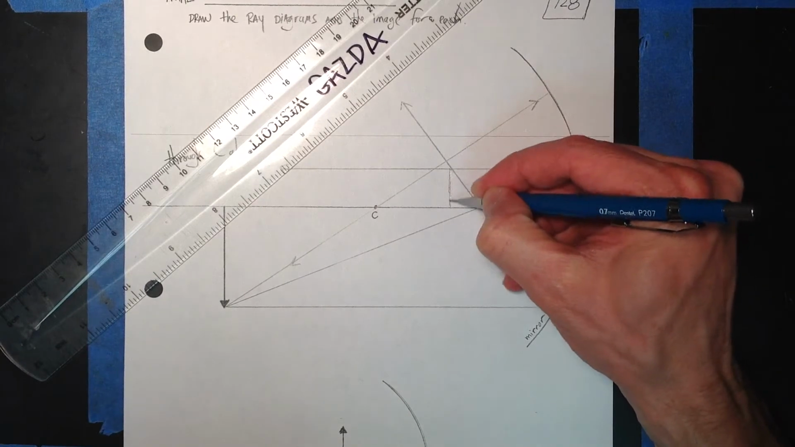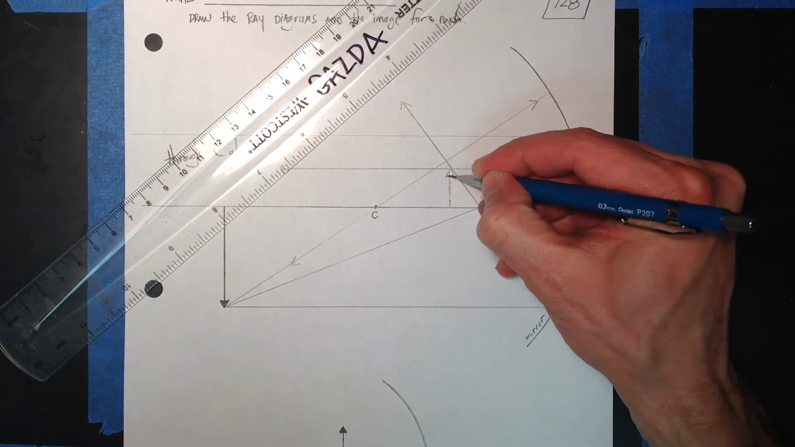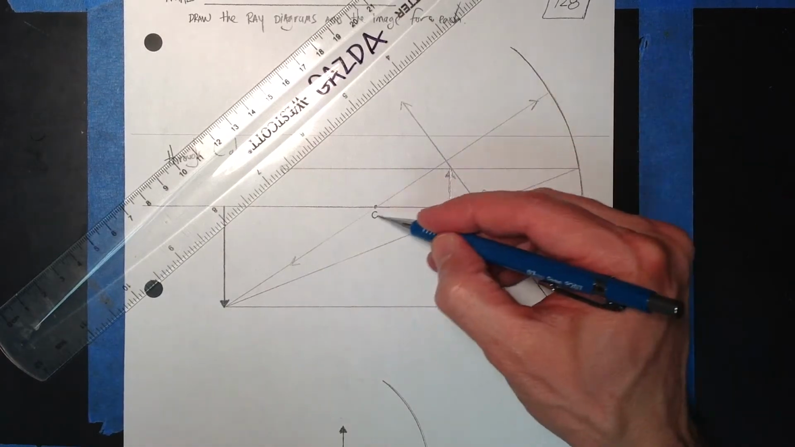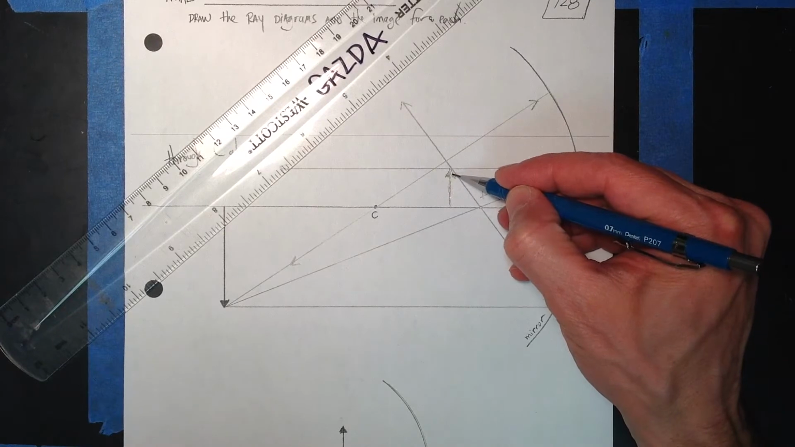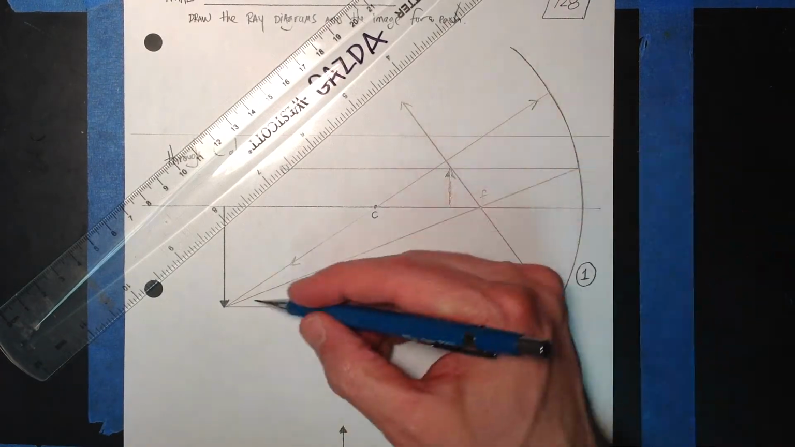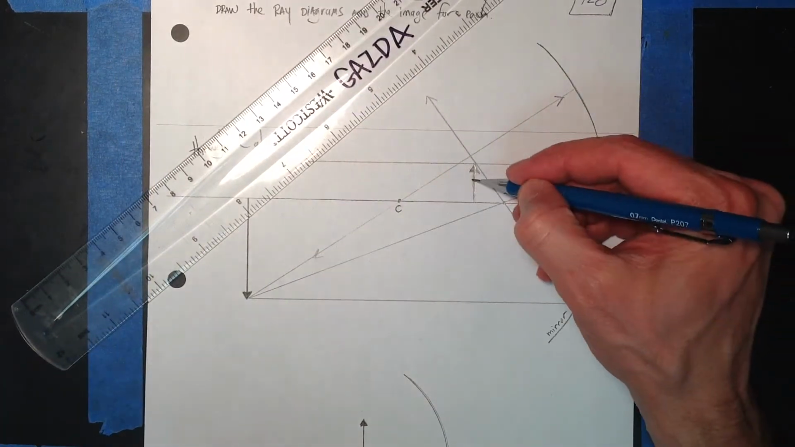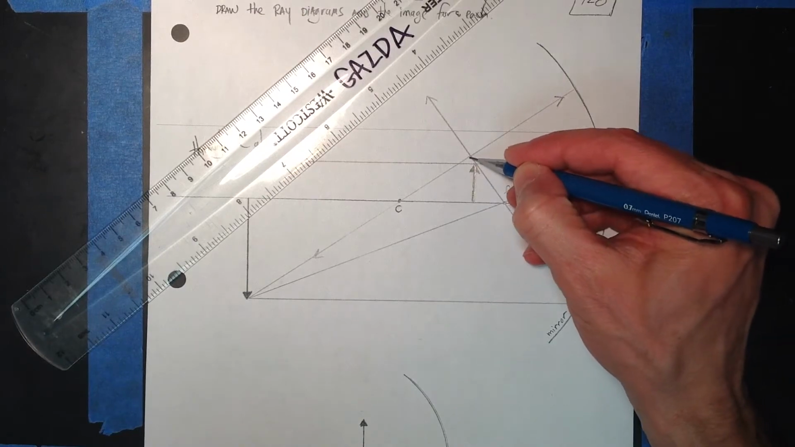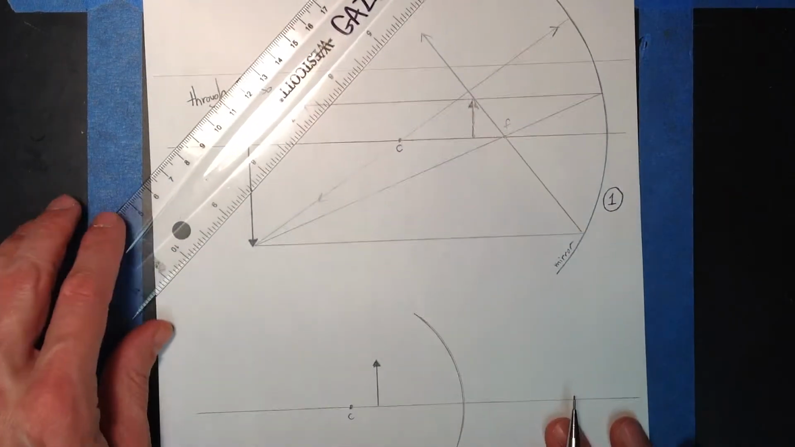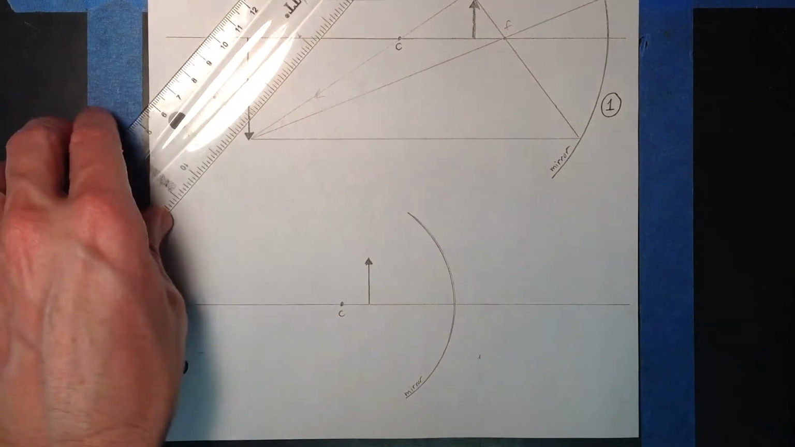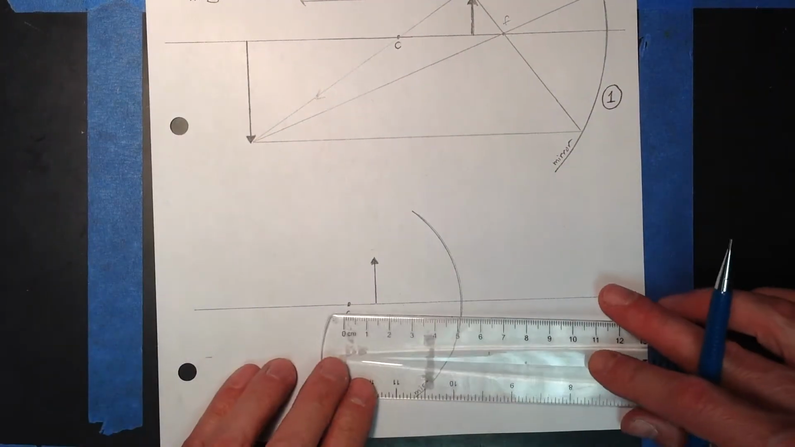And so the image will be smaller. It'll be between center and focus, and it's going to be in the opposite direction. So we say it's inverted because here it's upside down and here it is sort of right side up. This C is off a little bit again because it's so large, so don't worry too much about that. As long as it's close like that, you're good.